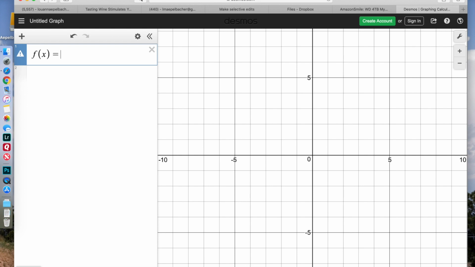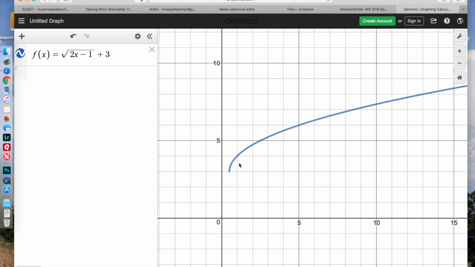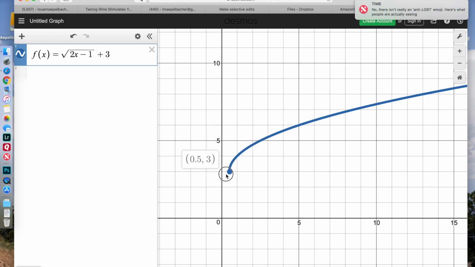Because I'm typing on a laptop, it's just as easy to type SQRT, and that automatically changes it to a square root. And then I've got 2x minus 1, and then I have to hit the right arrow to get outside of the square root, and then I'm going to type plus 3. And the question is asking about the domain, and you can see here that the domain starts at this endpoint right there, and that x value is 1/2.